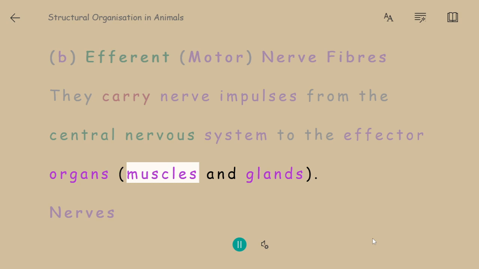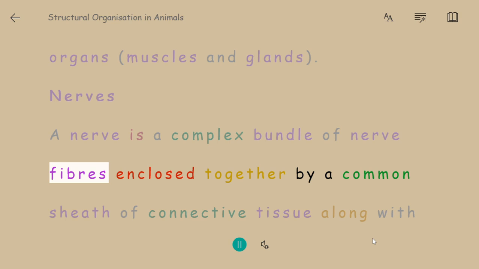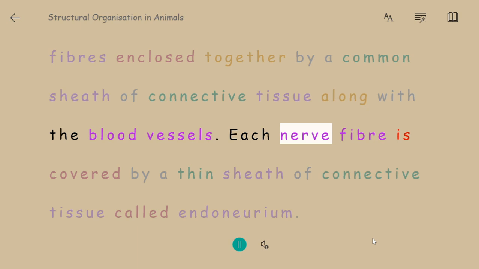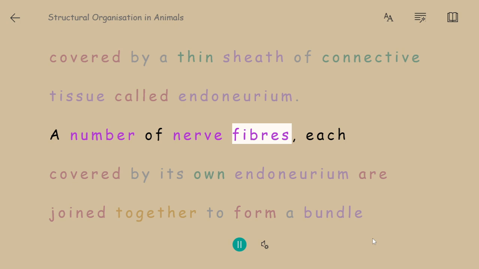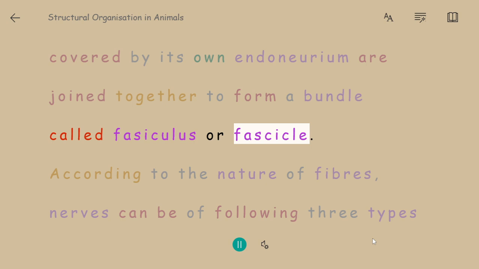Nerves. A nerve is a complex bundle of nerve fibers enclosed together by a common sheath of connective tissue along with the blood vessels. Each nerve fiber is covered by a thin sheath of connective tissue called endoneurium. A number of nerve fibers, each covered by its own endoneurium, are joined together to form a bundle called fasciculus or fascicle. According to the nature of fibers, nerves can be of following three types.